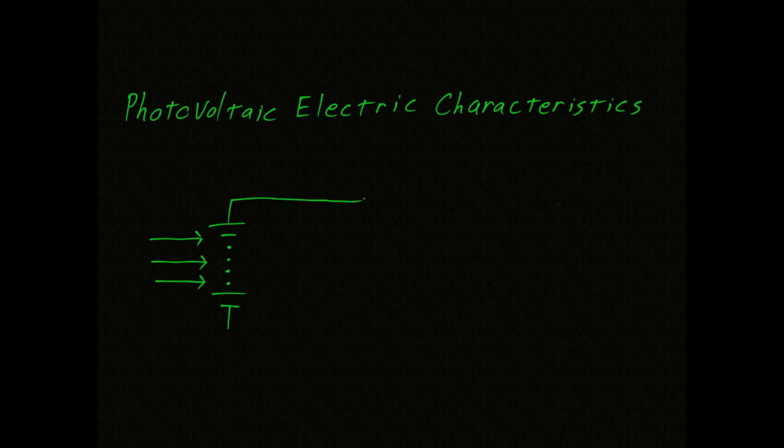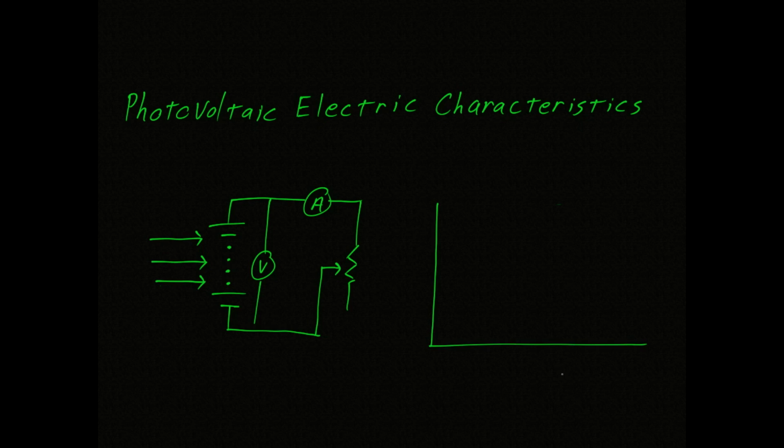First, we're going to connect a variable resistor to the panel. And then we'll add some instrumentation, a voltmeter in parallel with the solar panel, and an ammeter in series between the solar panel and the resistor. Next, we'll construct a chart. And we'll put voltage on this axis and current on this axis. Now all we have to do is adjust the variable resistor and plot the results.